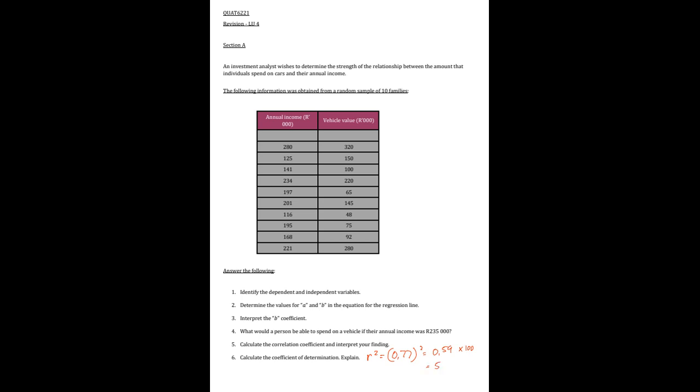So here, to interpret that, this is telling you how much X explains Y. So it's basically saying to you that you have two variables, X and Y. X is your annual income, Y is your vehicle value. So it's saying to you that any change in the annual income is going to explain 59% of why the vehicle value changes. So it's explained as follows. You can say it in a very quick and easy way.